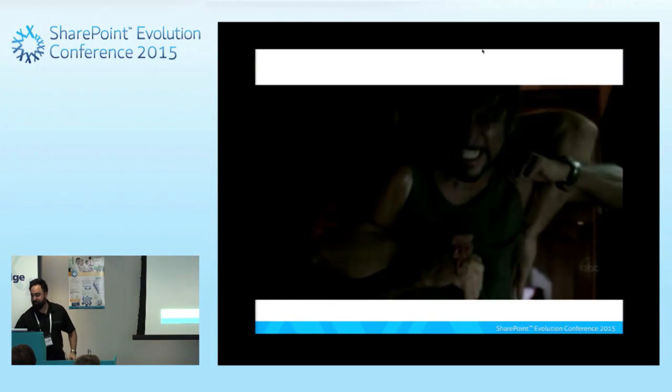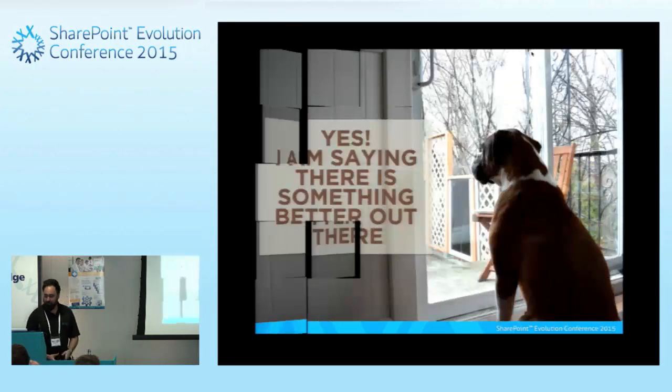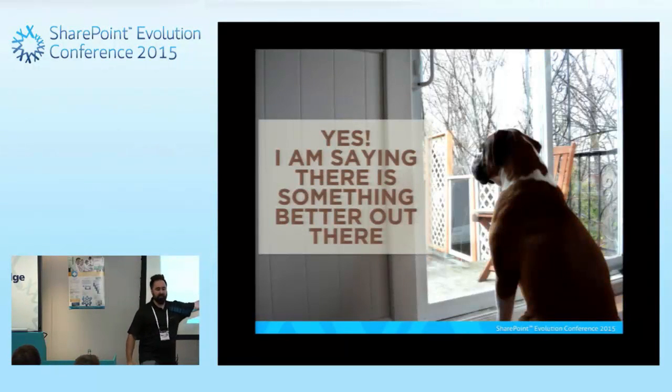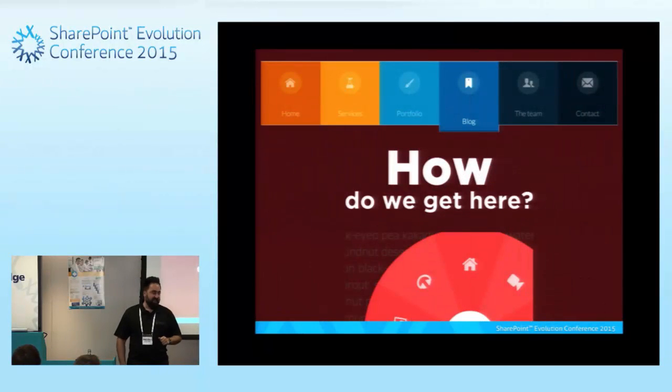This is Saeed from Lost. Again, I told you this would be TV stuff. Now, yes, I'm saying there's something better out there. Again, shout out to Bronx, my dog. All right. And I want to show you how we get here.